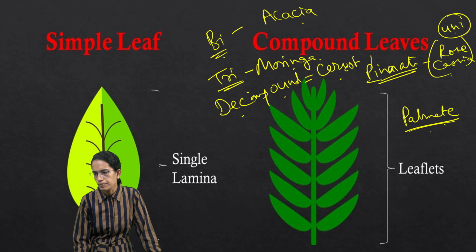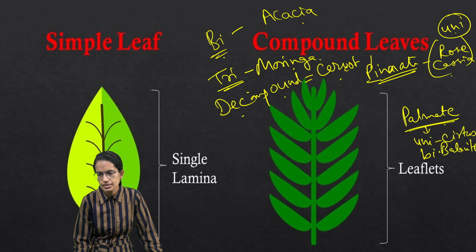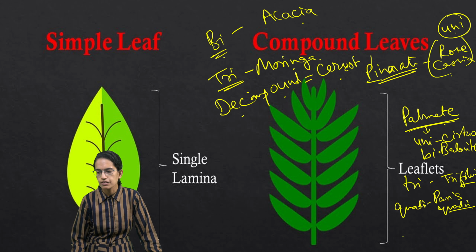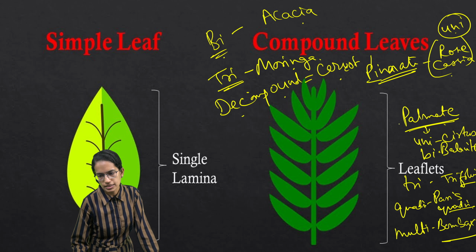Now under palmate again we have unifoliate. Unifoliate, a good example is citrus trees. Bifoliate, Balanites. Trifoliate in Trifolium, very simple to remember. Quadrifoliate in Paris quadrifolia, again simple to remember from the name itself. And then multifoliate in Bombax. So those are the cases under palmate.